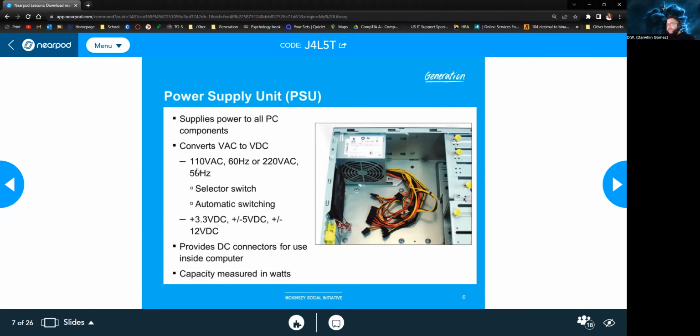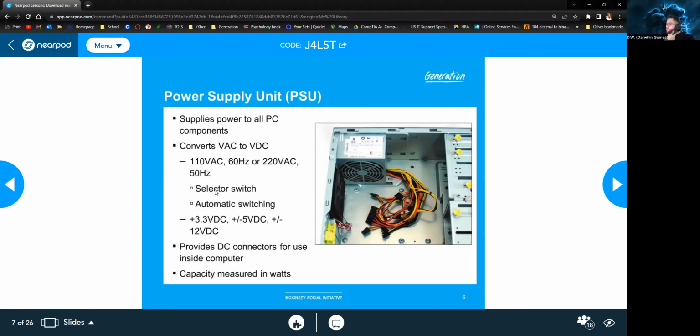Then we've got something about 110 volts at 60 hertz, 220 volts at 50 hertz. We have a selector switch. Some power supplies have a switch in the back where you can manually switch the power supply between 110 and 220, depending where you are in the world.